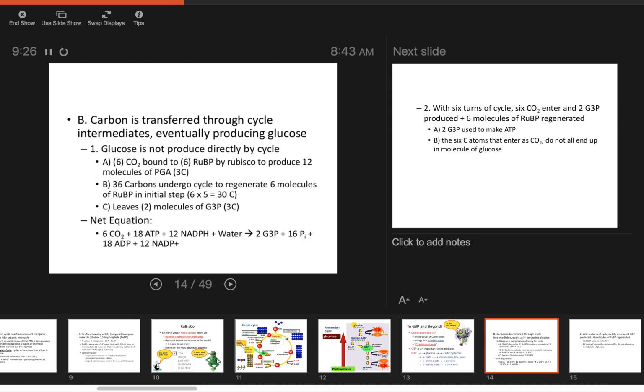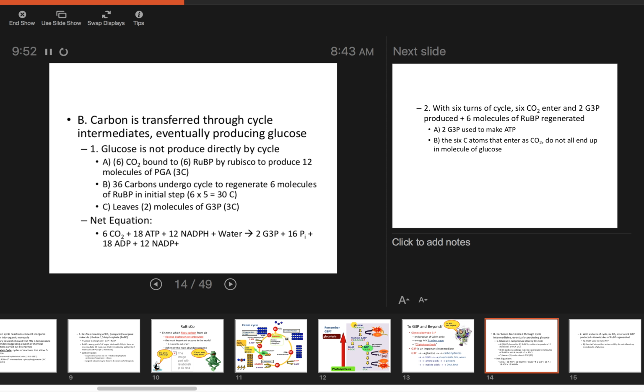Okay. So glucose is not produced directly by the cycle. Remember when I said that G3P gets set off to the side and the cycle goes another round and another one gets set off aside? It's produced indirectly by the cycle, because it's trying to get G3P, set one aside, continue on, turn into ribulose, take in another CO2 and go around again.